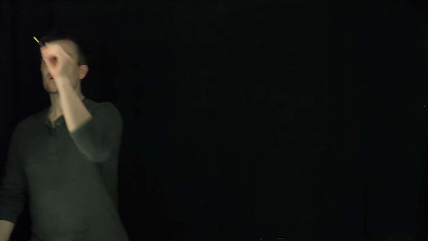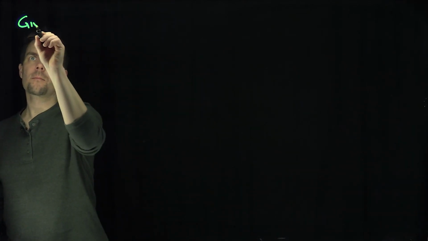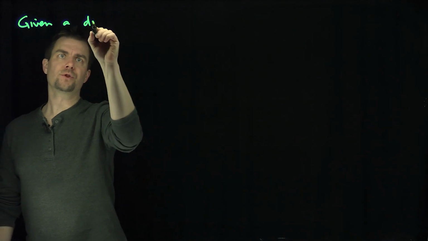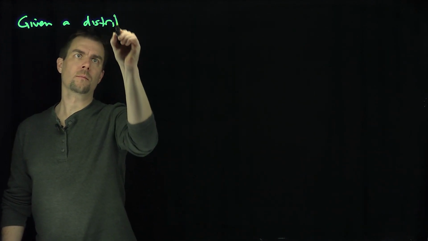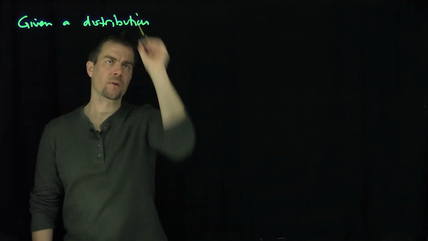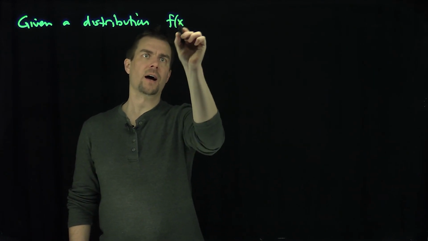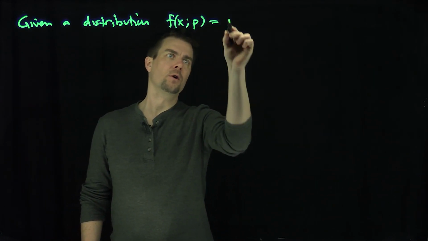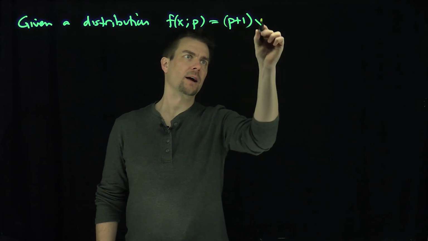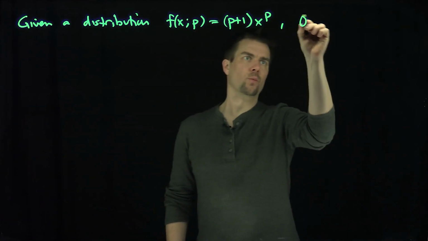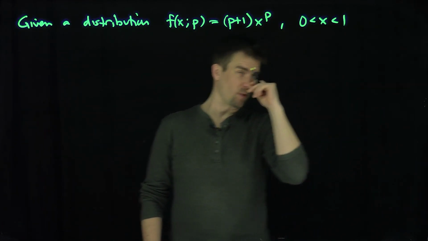Hello students, in this video we'll see an example of hypothesis testing where we compute the probability of a type 1 error, a type 2 error, and the power of a test. So let's be given a distribution. The distribution is f of x and depending on parameter p, which is p plus 1 x to the power p for x between 0 and 1. So that's my probability distribution for a random variable x.